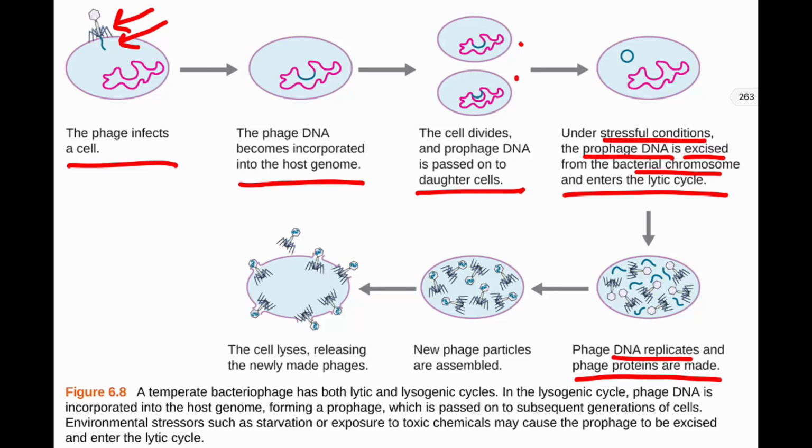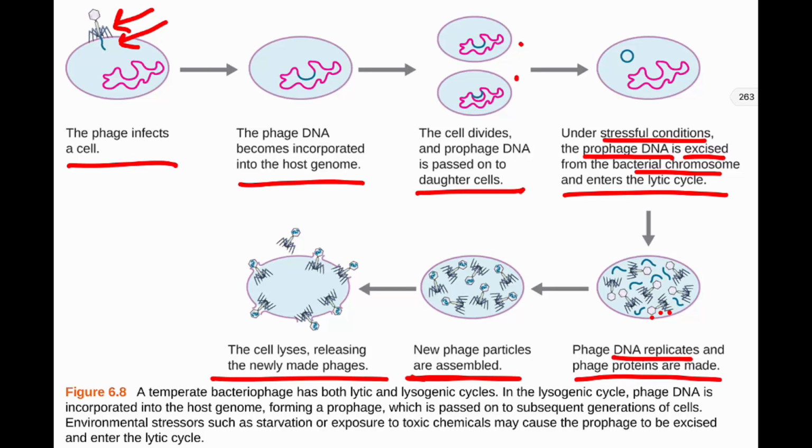The new particles are going to assemble into new virions, and then the cell will lyse, releasing these newly made phages. So the lysogenic cycle is this first part here, and then we can move into the lytic cycle after that. And this is with a temperate bacteriophage.